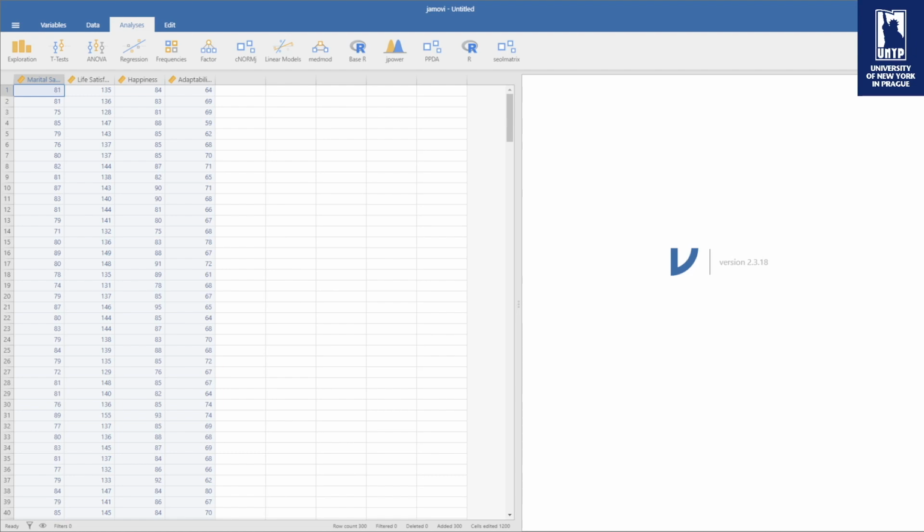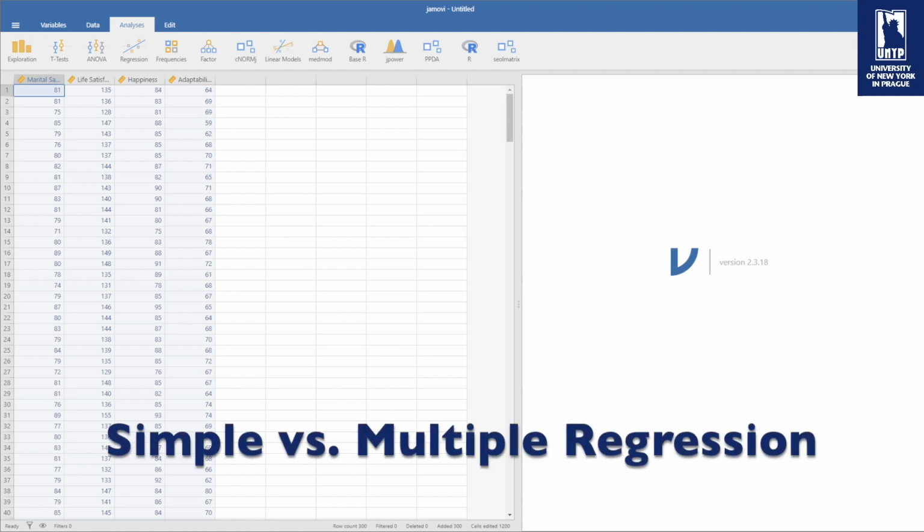In today's episode, we will be diving into the exciting world of multiple regression. Yes, it's time to move beyond our previous tutorials on simple linear regression and take our analysis to the next level. So, what is the difference between simple and multiple regression?